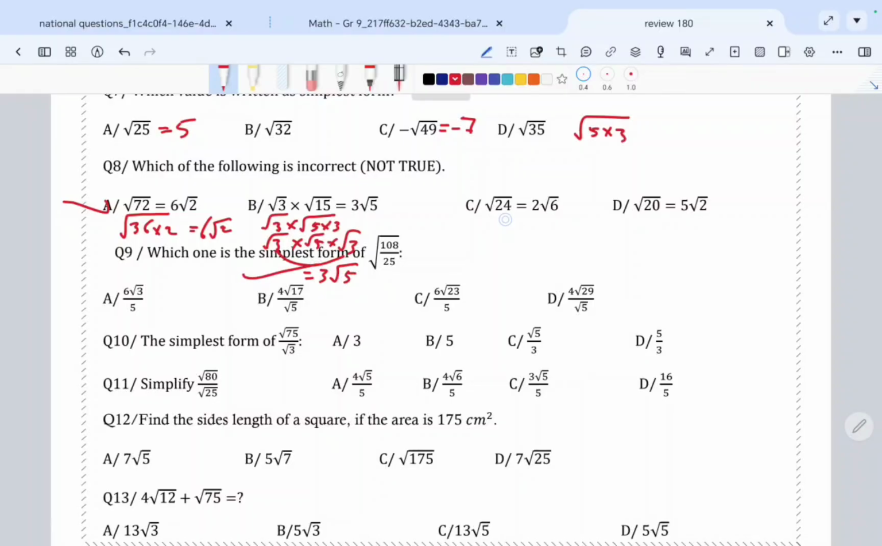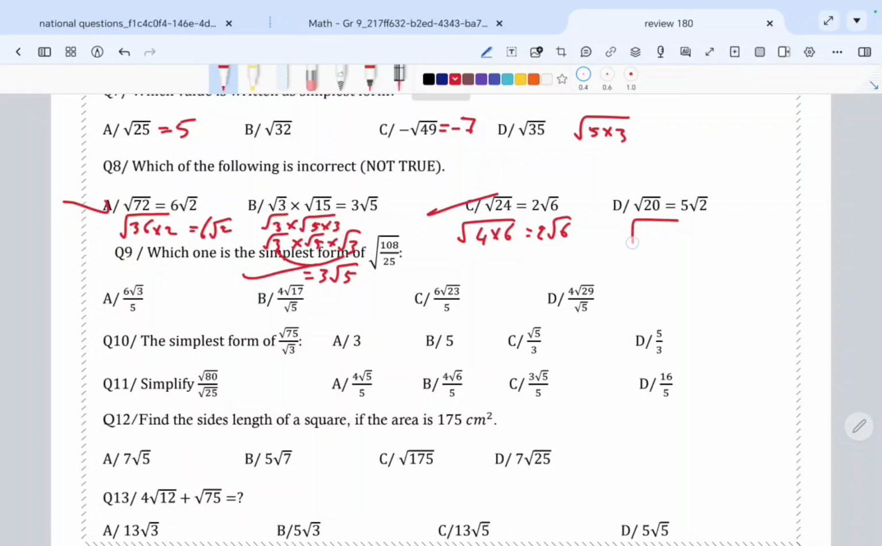C, the square root of 24, let's see, is it equal to 2 the square root of 6 or no? For 24 we will say 4 times 6. 4 is a perfect square, so it will be 2 the square root of 6. This one is correct too.